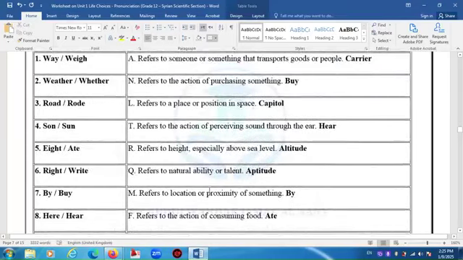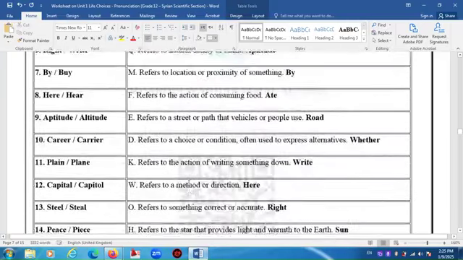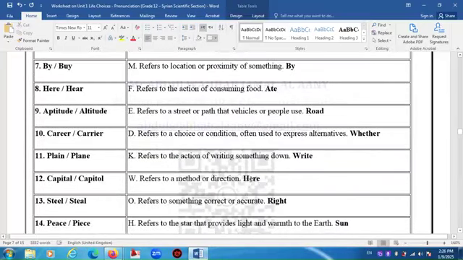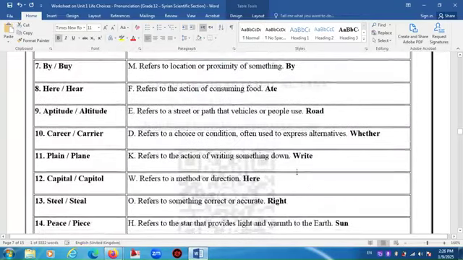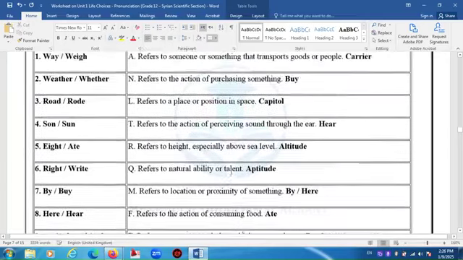Okay? I think method or direction, you can use this one. Okay? As well. Refers to a method or direction, way, or here. Because they said method, so method it means way. It is better than here. And you can say here, by, I think, okay. Location, here or by. Yes, now we are okay.